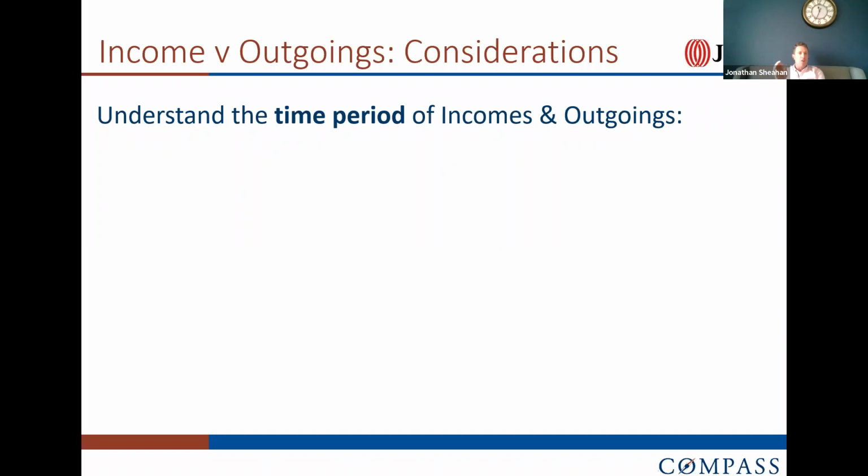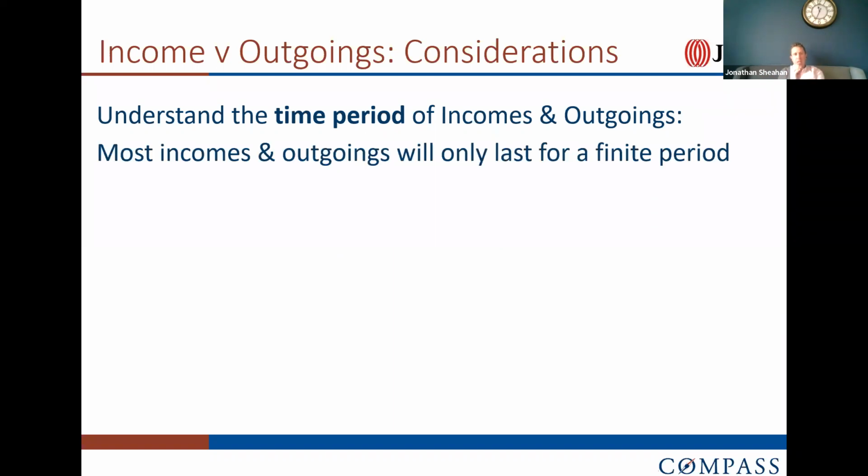Another very important factor, no matter how young you are or how old you are on this call, is to understand the time period of income or outgoings. Nothing is forever and everything changes, okay? So every income and every outgoing, with the exception of what they call a whole of life annuity, where you go to an insurance company and buy an income and it pays you for life until your last days, with the exception of things like that, incomes and outgoings will only last for a finite period.